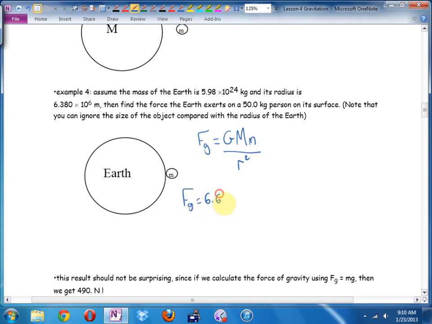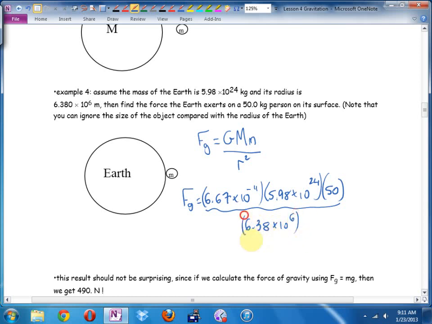You get 6.67 times 10 to the negative 11, 5.98 times 10 to the 24th. What was the mass of the person? 50. Divided by 6.38 times 10 to the 6th squared. I strongly encourage every one of you to try this on your calculator. This is going to be about as big and complicated as we get in terms of scientific notation and multiple terms. This is your chance to learn how to type this in.